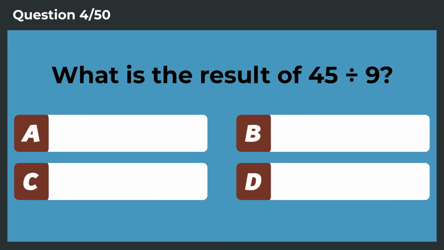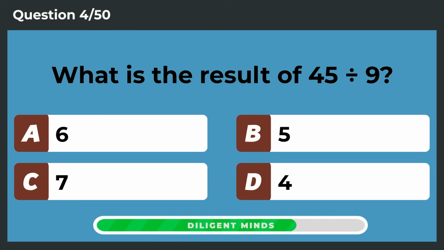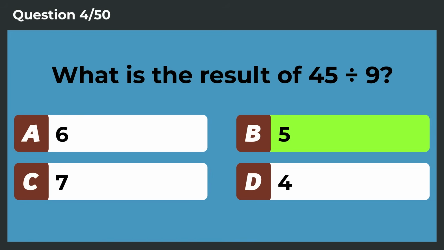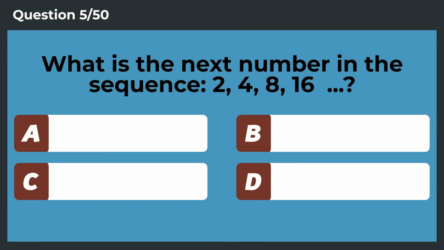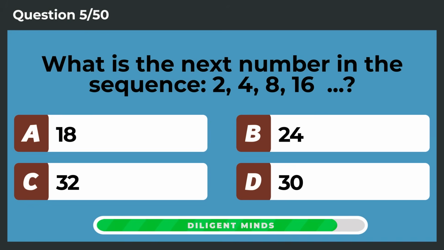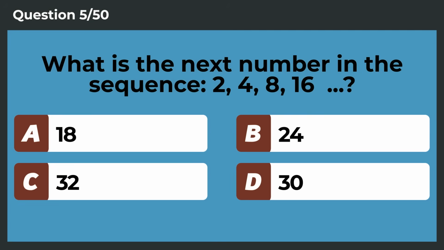What is the result of 45 divided by 9? 5. What is the next number in the sequence? 2, 4, 8, 16, and 32.